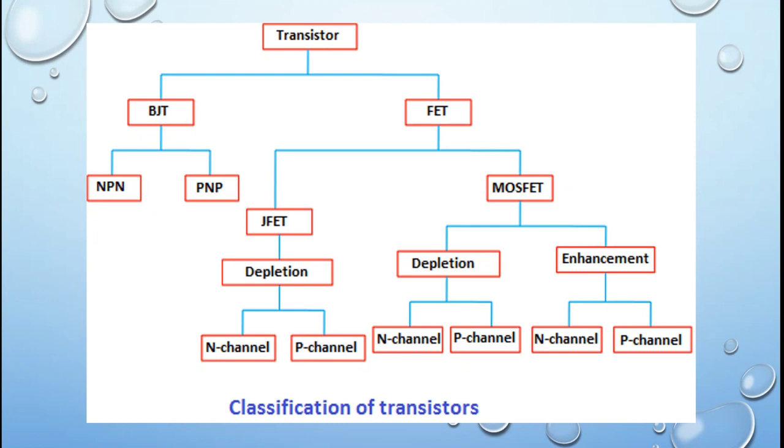On the other side, MOSFET is further classified into four types, based on two categories. Based on depletion, two types: N channel and P channel. Based on enhancement mode, again two types: N channel and P channel. In your syllabus, only JFET, junction field effect transistor, is there, so you will study JFET in detail. These are the classifications of the field effect transistor.